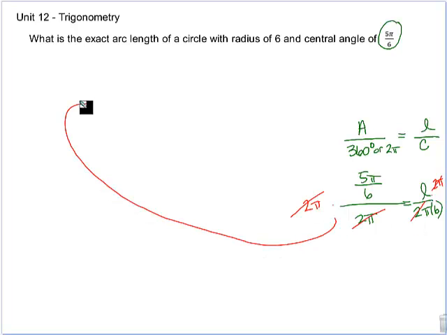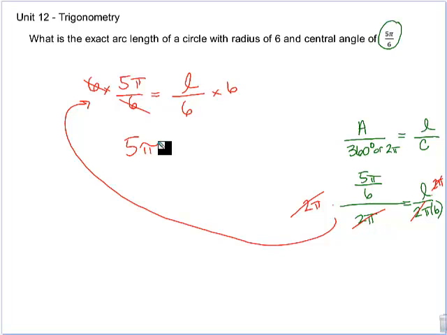So we now have an equation that looks like 5 pi over 6 is equal to the arc length over the radius of 6. And then to solve this for arc length, we would just have to times by 6. Here your 6's cancel, so we are left with 5 pi.